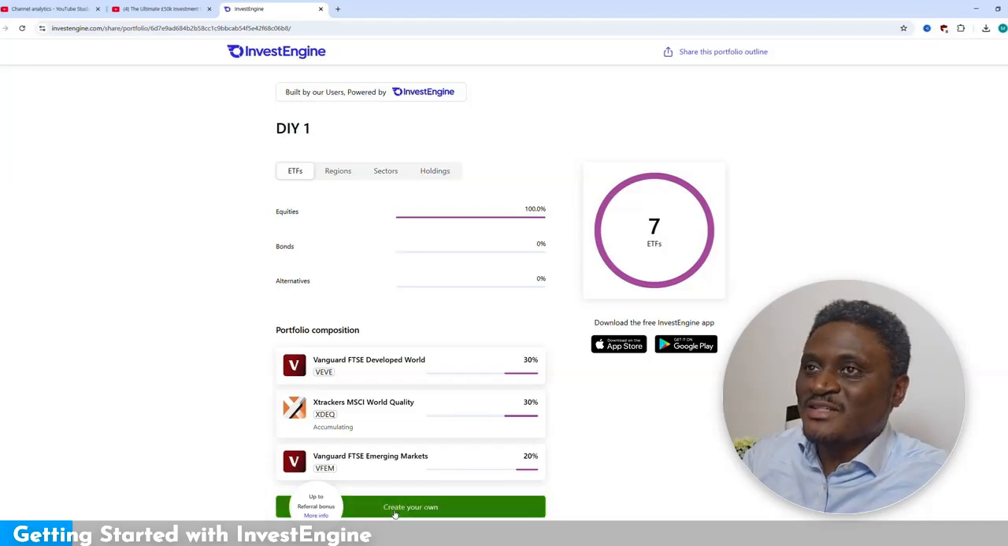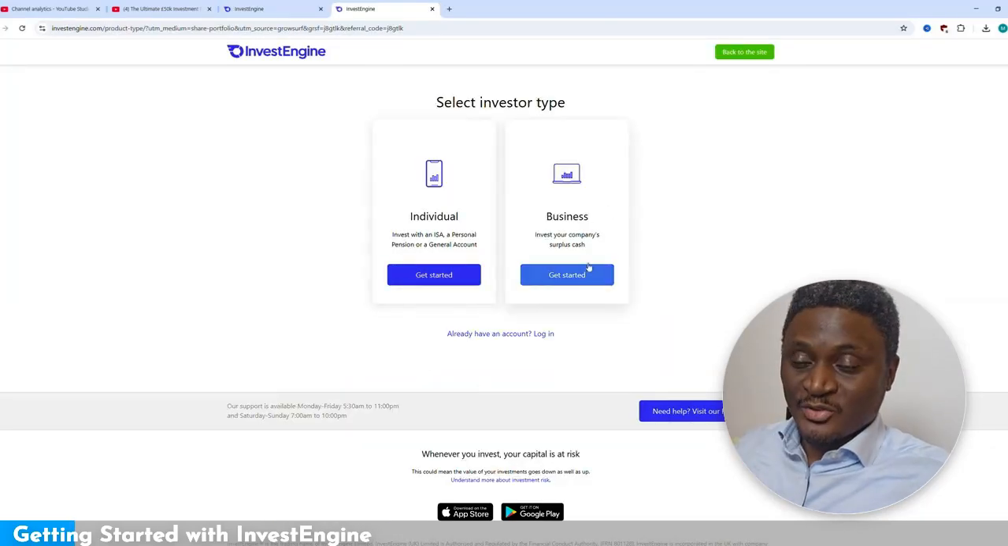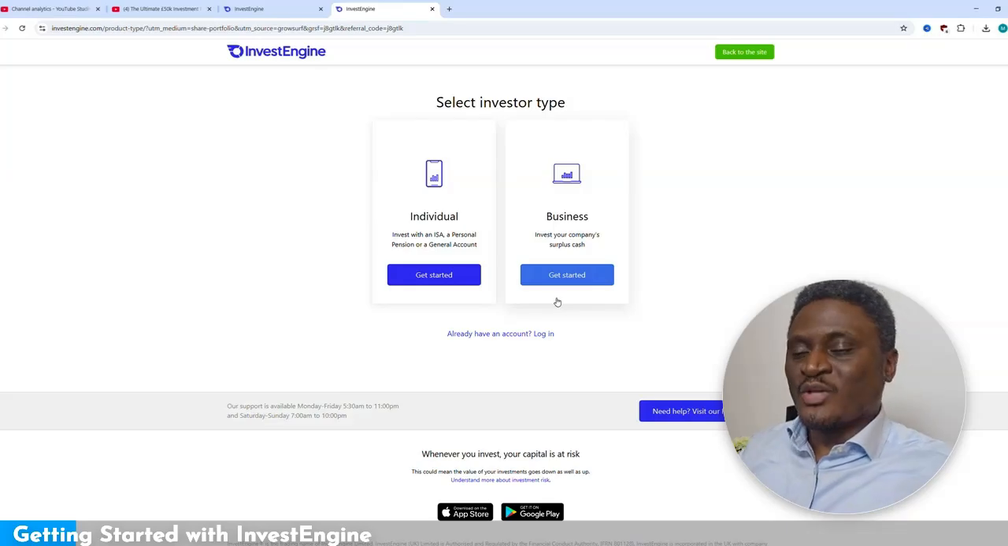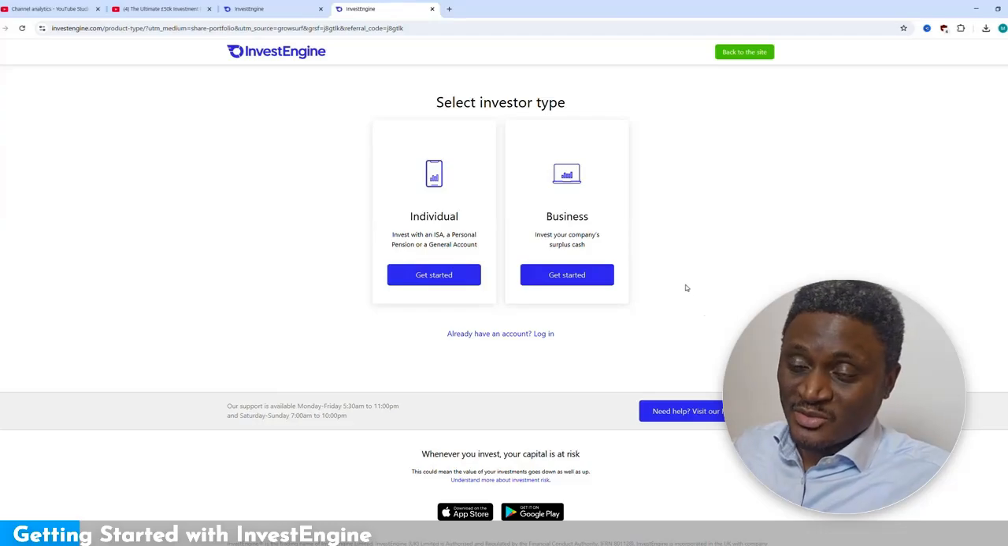So you click on create your own. It will ask you investor type. Which investor type are you? Are you investing for your business? Like I know some people do. You have a business and then you take a profit of that business and you put it in the stock market. Are you investing as an individual? Most of the people I'm talking to are individuals.